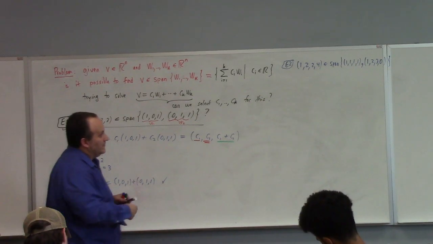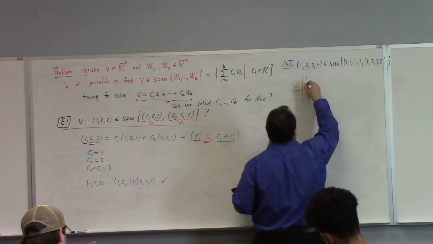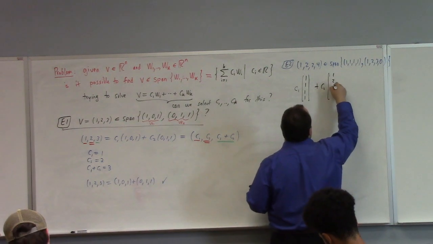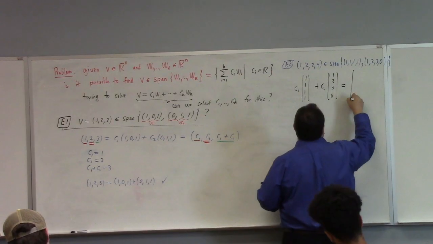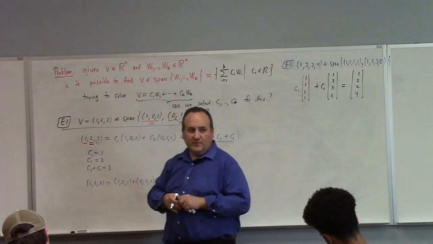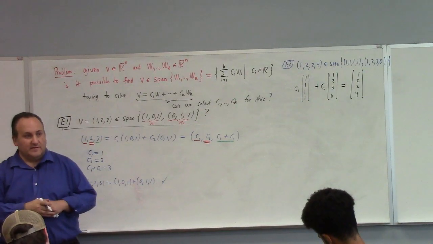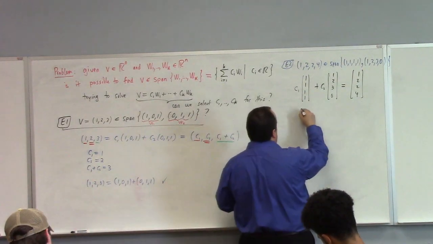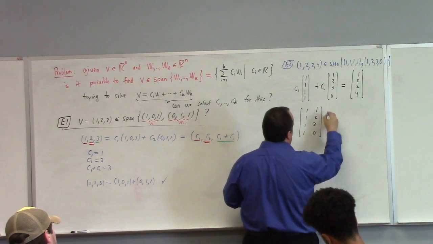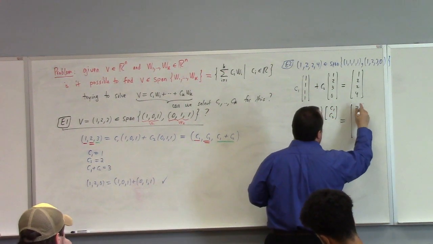All right, so we're trying to solve C1 times the vector (1, 1, 1, 1) plus C2 times the vector (1, 2, 3, 0) equals (1, 2, 2, 4). A better way to look at this problem is to use the proposition I started this class with. I can repackage this as the matrix with columns (1, 1, 1, 1) and (1, 2, 3, 0) times the vector (C1, C2) equals (1, 2, 2, 4).